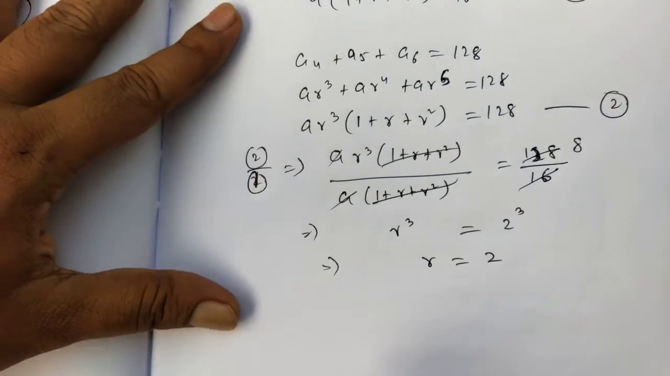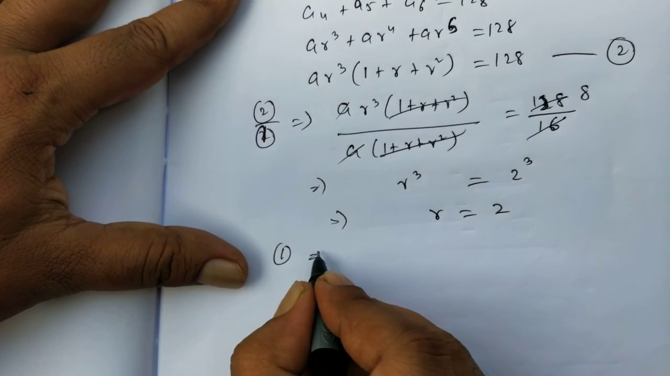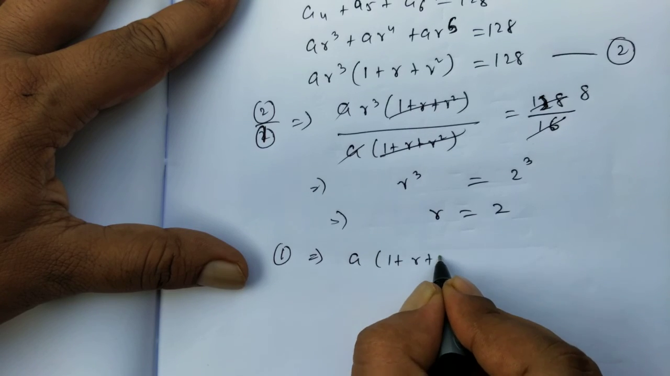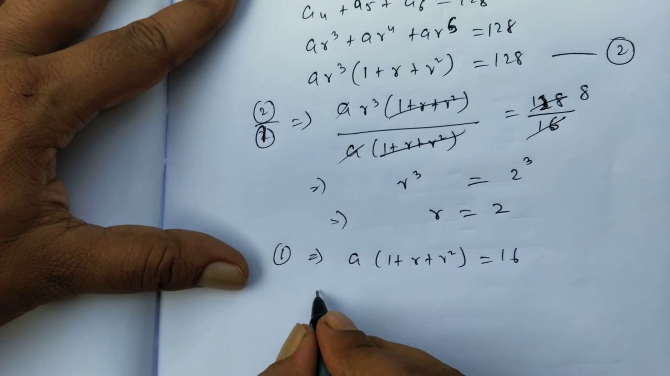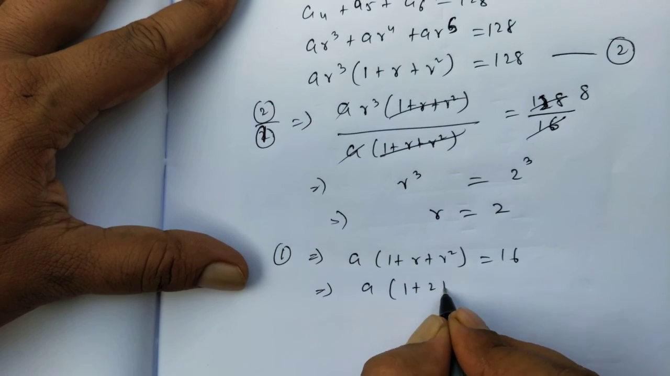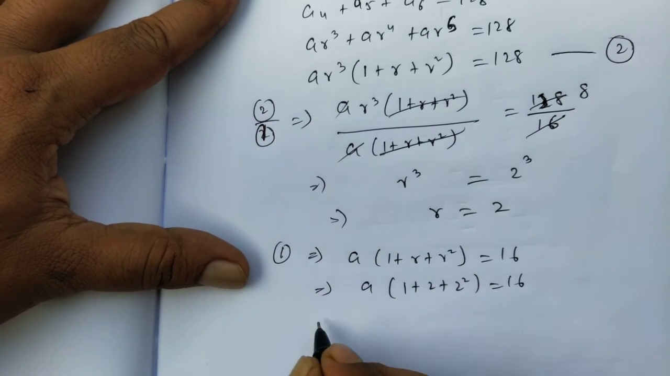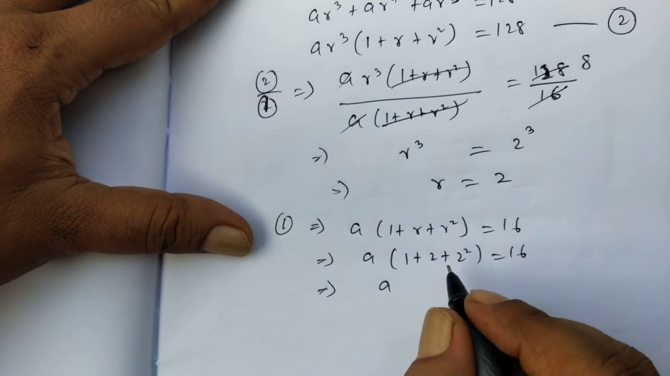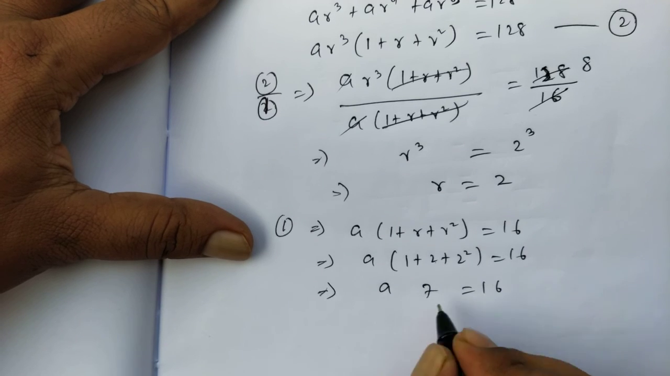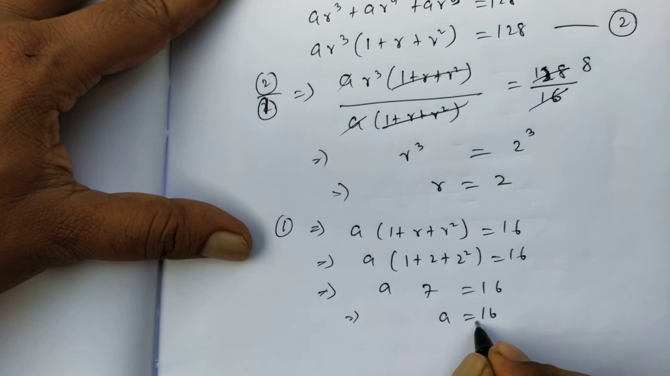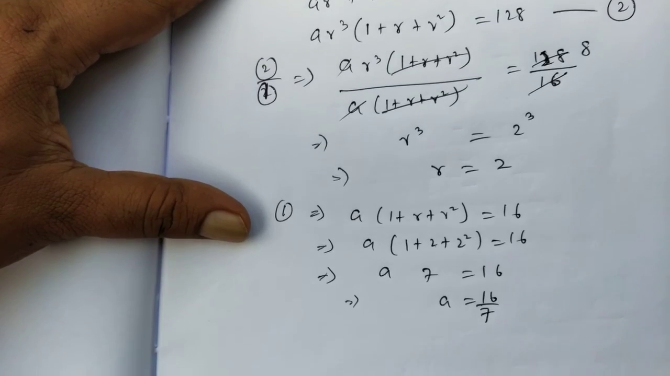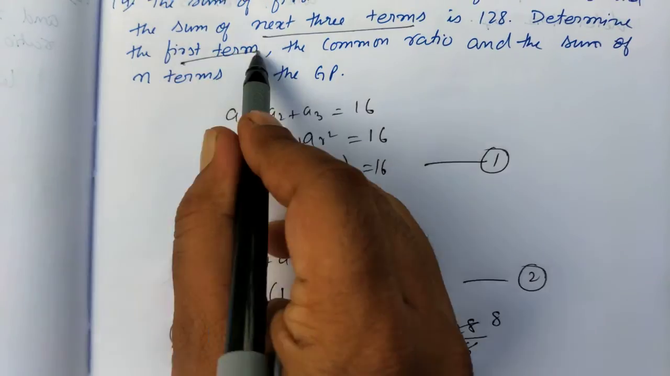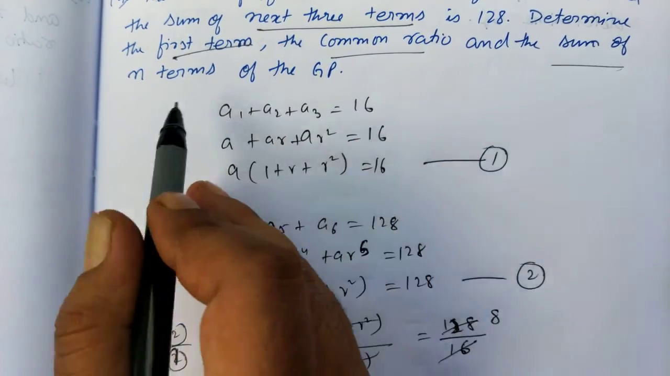If r is 2, put in equation 1 to get the value of a. So a times 1 plus 2 plus 2 square equals 16. So 2 square is 4, and 1 plus 2 plus 4 is 7. You get 7. So a is 16 by 7. So you got a, you got r. Now you can find anything. Your question is to determine the first term, which we got, the common ratio, and the sum of the n terms.